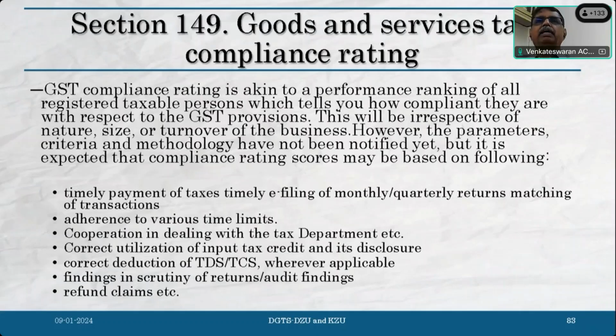Already customs has implemented AEO. You will know about authorized economic operators. On the same lines, this section 149 is also most welcome, but it still has to be implemented, and I hope it will be implemented shortly.